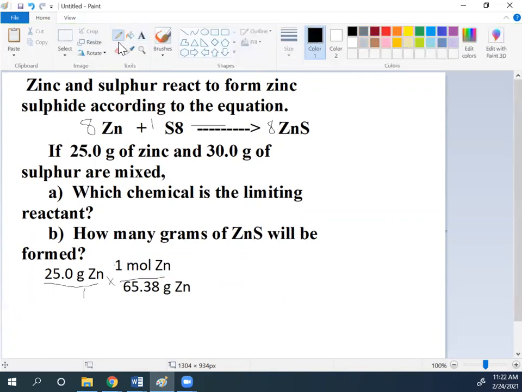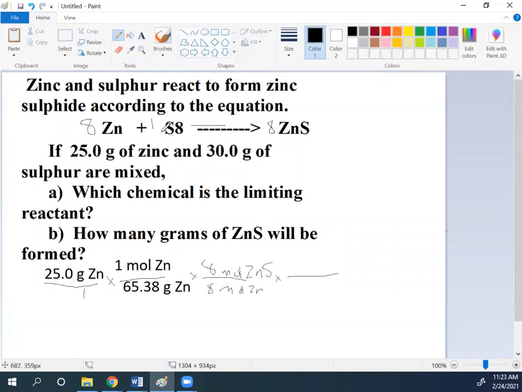My next step is the mole ratio step. Go from moles known to moles unknown. So what's going to be on the bottom? 8 moles Zn. I get this information from the balanced equation. On the top is going to be 8 moles ZnS also. Why did I not type that? Sorry.